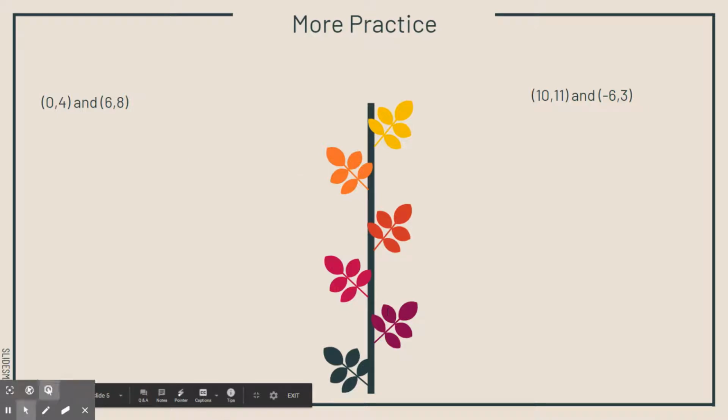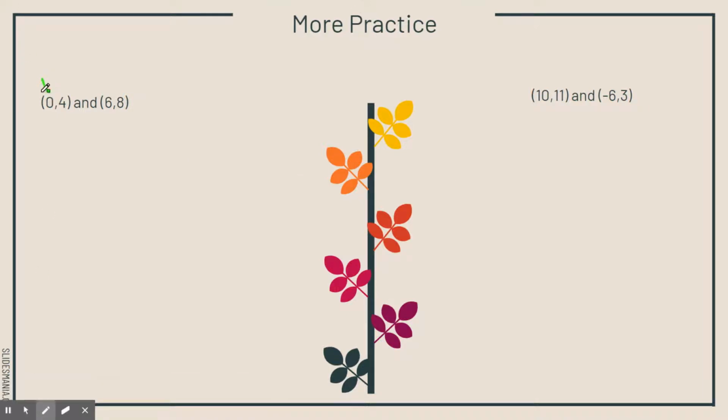All right, we've got 2 more practice problems here. So once again, the first thing you're going to do is you're going to label your points. So I'm going to say x1, y1, x2, y2. And remember, my formula once again is m equals the change in y over the change in x, which can also be written as y2 minus y1 over x2 minus x1.